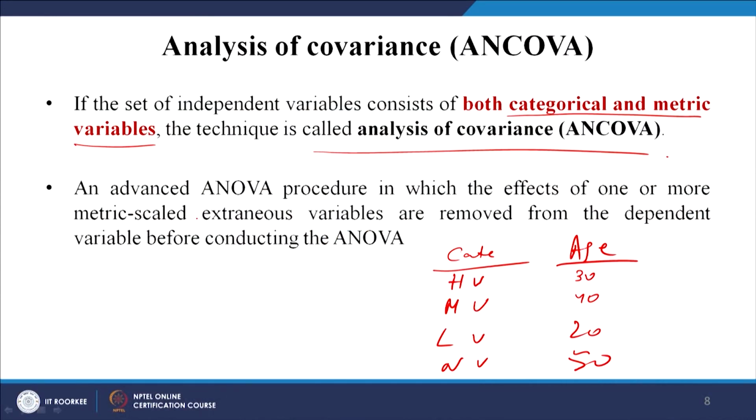It is an advanced ANOVA procedure in which the effects of one or more metric scaled extraneous variables are removed from the dependent variable before conducting the ANOVA. In simple terms, there is one categorical variable and the other is a ratio scaled continuous variable, both taken together, and we then find out the impact on the dependent variable.